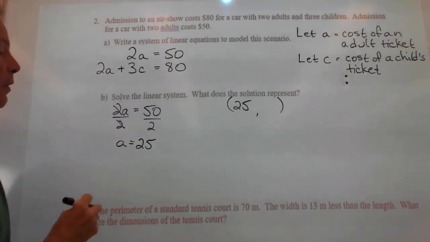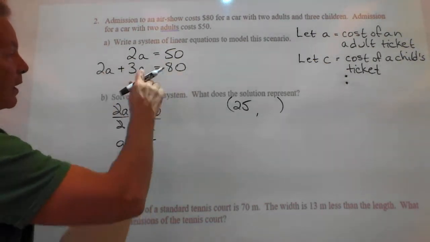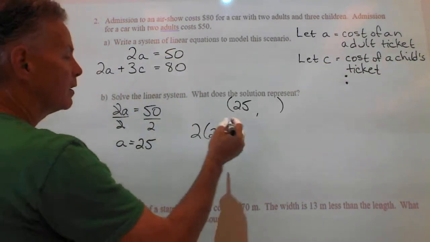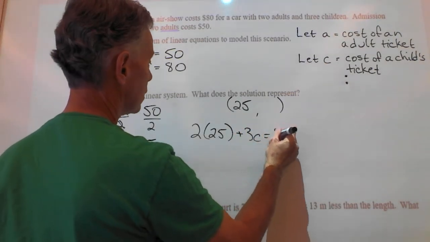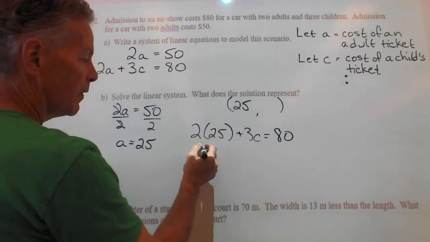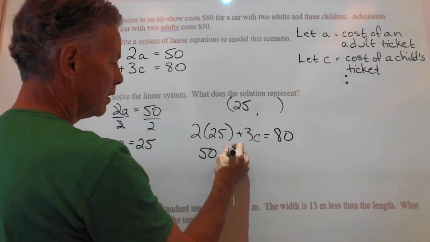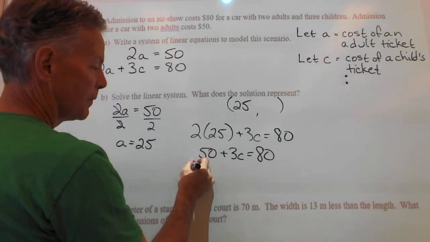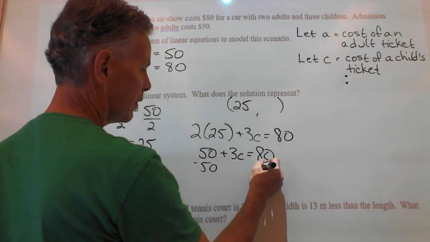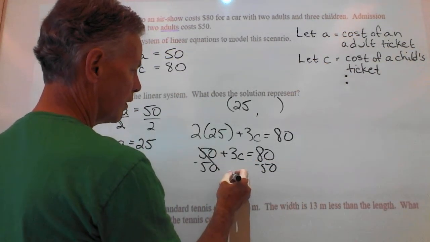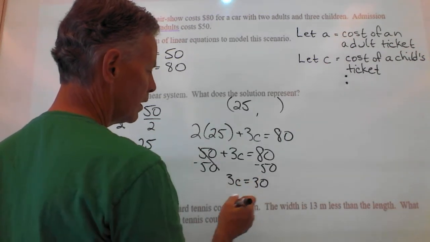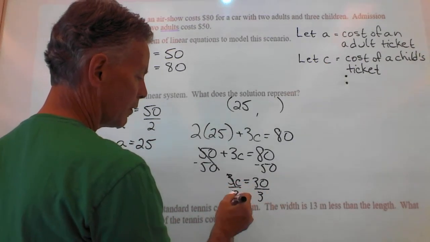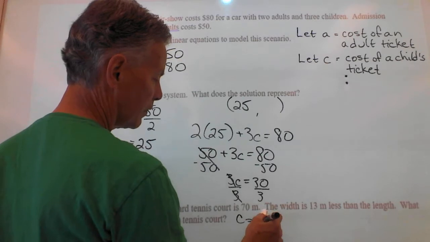Okay? Once we have a value for A, we can substitute it into our second equation and solve for C. So, if A equals 25, our second equation becomes 2 times 25, right, the value for A, plus 3C equals 80. Simplify, 2 times 25 is 50, plus 3C equals 80. Isolate C. Do adding and subtracting first, so we're going to take away 50 from both sides. That will give us 3C equals 30. Divide through by 3 to isolate C. 3 divided by 3 is 1, giving us C equals 10.